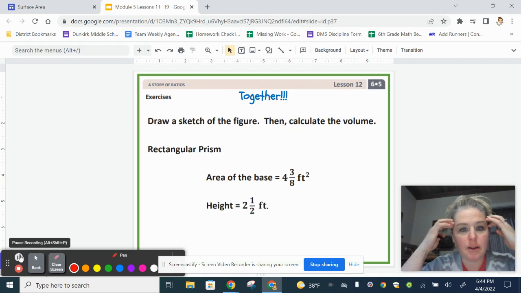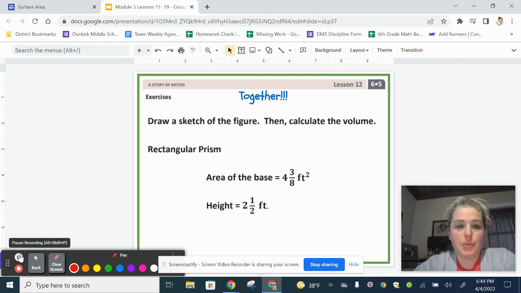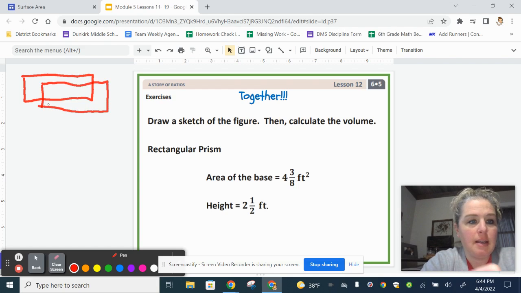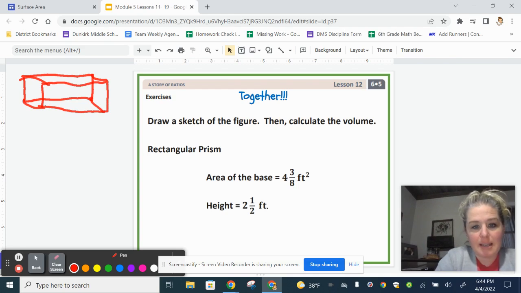Okay, one more together. Draw a sketch of the figure, then calculate the volume. Rectangular prism, picture that in your head. Off to the side, draw a rectangle, and then you kind of corner another rectangle on it and connect all 4 corners. So there's my sketch.